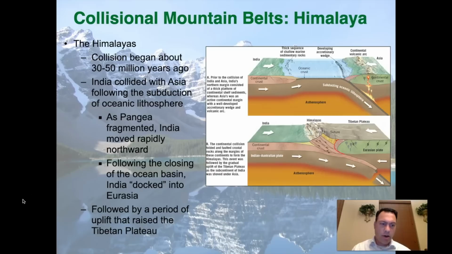All right, so let's start talking about our very first example of a collisional mountain belt, the Himalaya. You can't talk about mountains and not talk about the Himalayan mountains, and these are the kings of continental collisions.